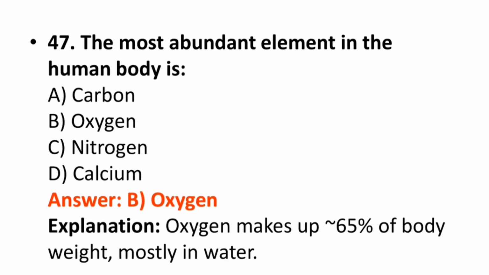The most abundant element in the human body is option A, carbon, option B, oxygen, option C, nitrogen, option D, calcium. The correct answer is option B, oxygen. Oxygen makes up approximately 65% of the body weight, mostly in water.